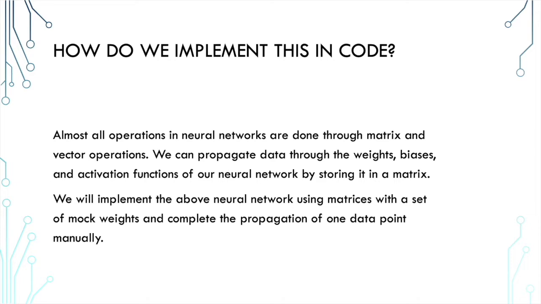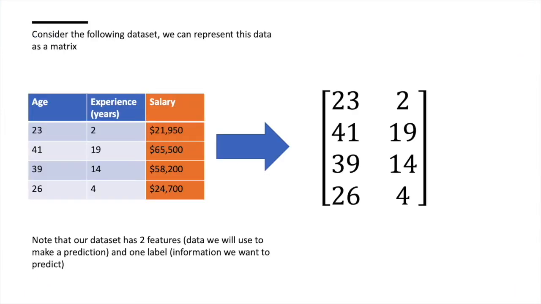So how do we implement this in code? Almost all operations in neural networks are conducted through matrix and vector operations. We can propagate data through the weights, biases, and activation functions of our network by storing it in a matrix. So we're going to try and implement the above network in code using matrices with some fake weights to simulate the propagation of one data point, just because doing a whole data set would be incredibly time consuming. We're going to do this to get a better understanding of what's actually going on under the hood. So let's get our data ready.